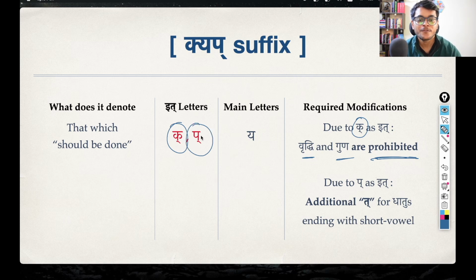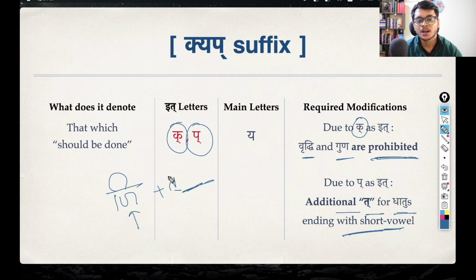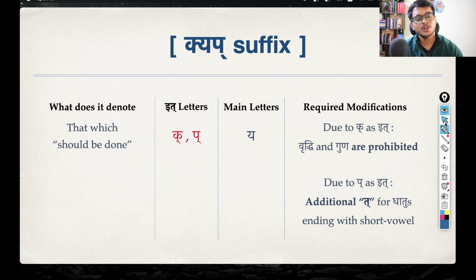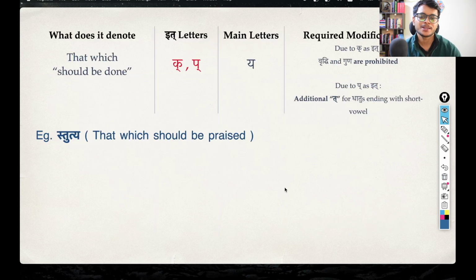And then if you have pa as an it letter, then there is an additional ta for the dhatus that are ending with a short vowel. We saw that if any dhatu is ending with a short vowel, short e in this example, then between this dhatu and the pratyaya you will have this additional ta. So this additional ta comes for the dhatus that are ending with a short vowel. Why? Because you have pa as an it letter. This is what this pa indicates. Again, both these modifications we saw with the quip pratyaya also. Same kind of modifications are going to happen. Let us see the examples.